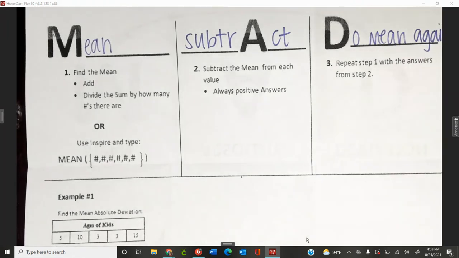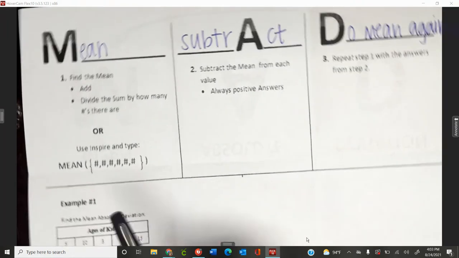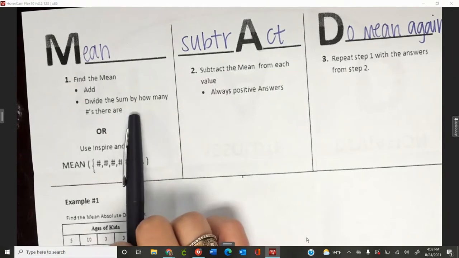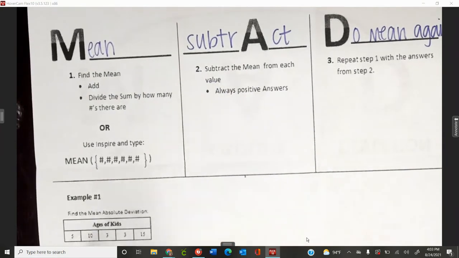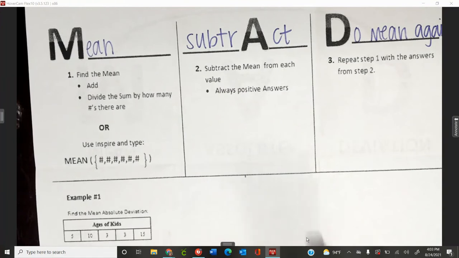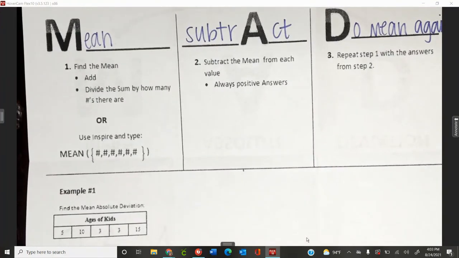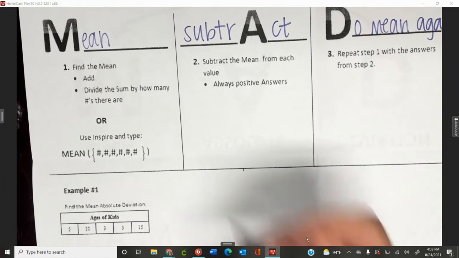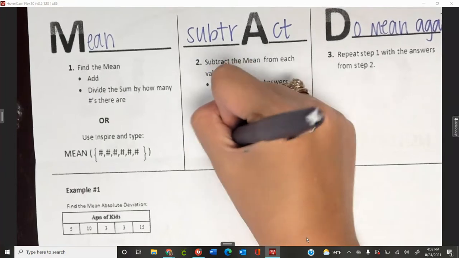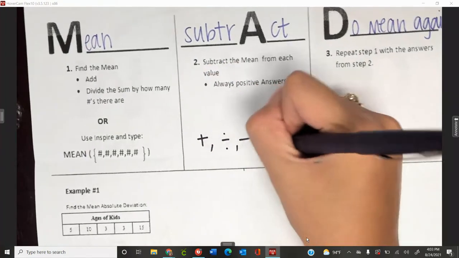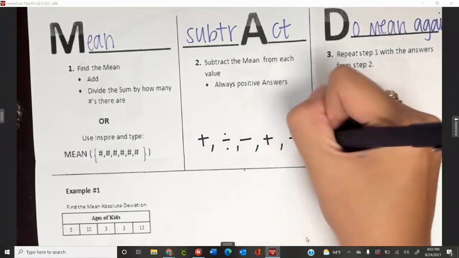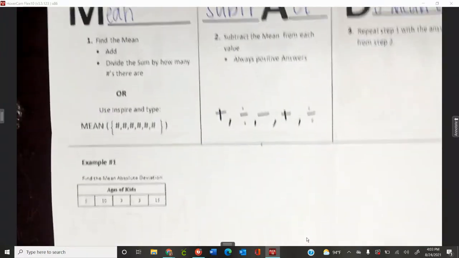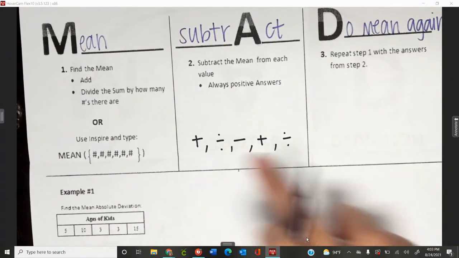Whenever you're finding your mean, you're adding up your numbers and then dividing the sum by how many numbers there are. You're going to subtract the mean from each of the numbers you have, and then you're going to repeat step 1 with the answers from step 2. To put it simply, you're going to add, divide, subtract, add, divide. So start yourself off. Make sure you wrote those steps.